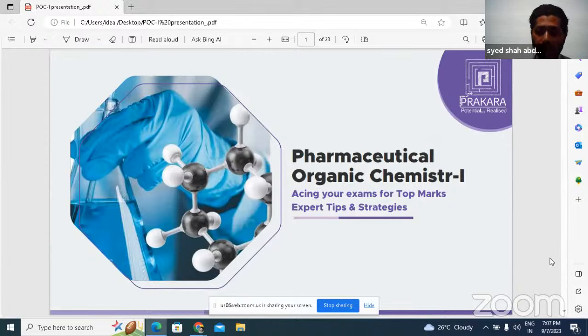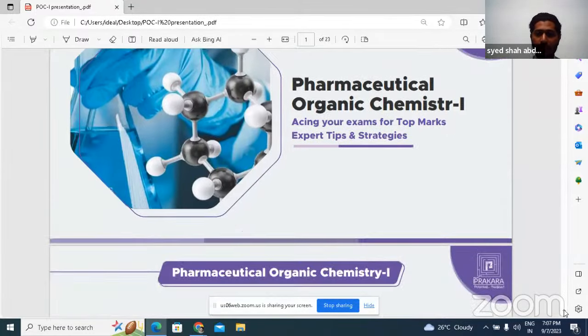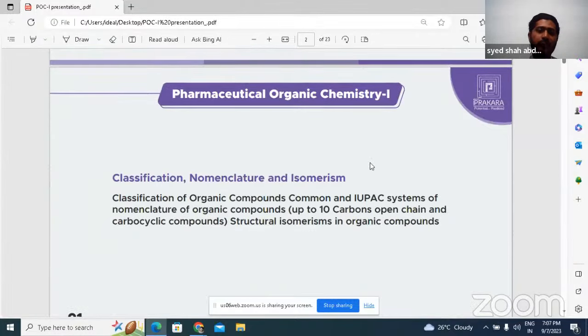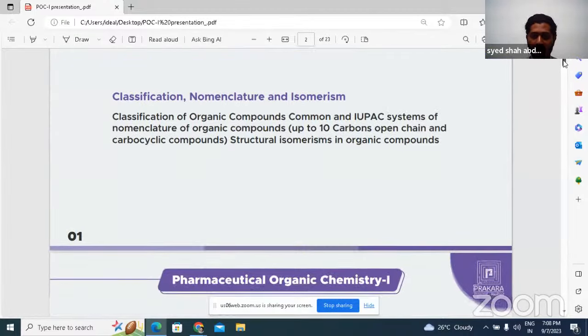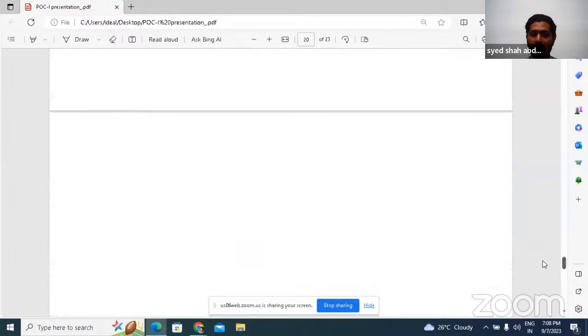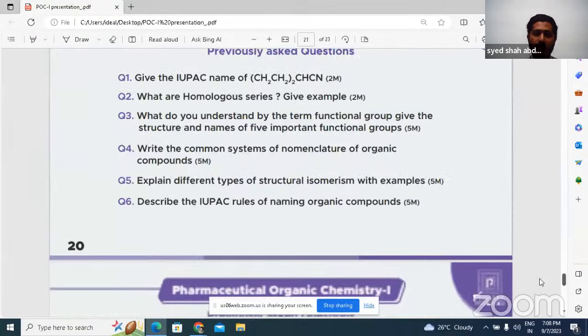So let us start with our concepts of pharmaceutical organic chemistry 1. If we go towards the syllabus, this chapter consists of the classification of organic compounds, and we need to study the common and IUPAC system of nomenclature of organic compounds, and then structural isomerism in organic compounds. Let us first move towards the questions that have been asked in the starting concept, and then we will get into our tips and tricks.